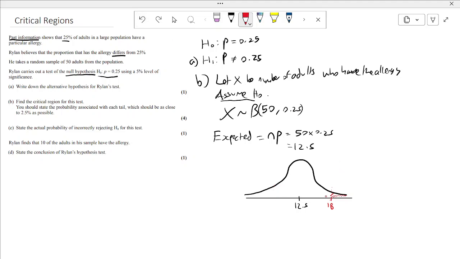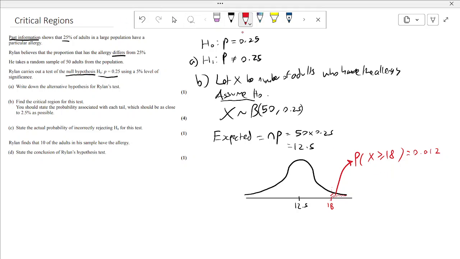What you would do in a non-critical region question, they would tell you 18 adults had it in this experiment, and you would calculate this number, the probability that you saw that result or more extreme. Okay, it's always going to be this kind of cumulative probability. Let's just say, for the sake of argument, that this turned out to be like 1 and a bit percent. Okay, 1.2%. According to H0, there's only a 1% chance that you see 18 or more adults with the allergy.